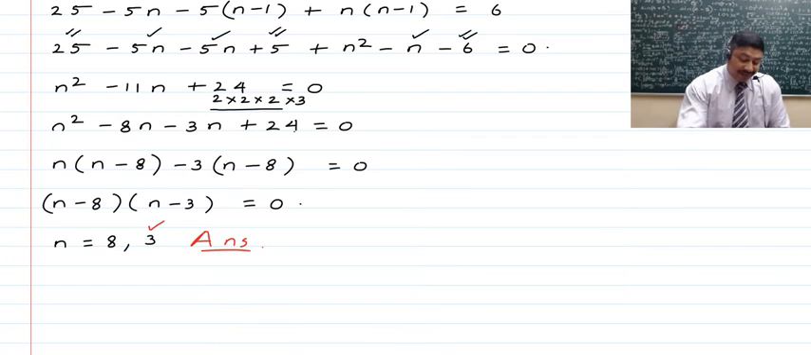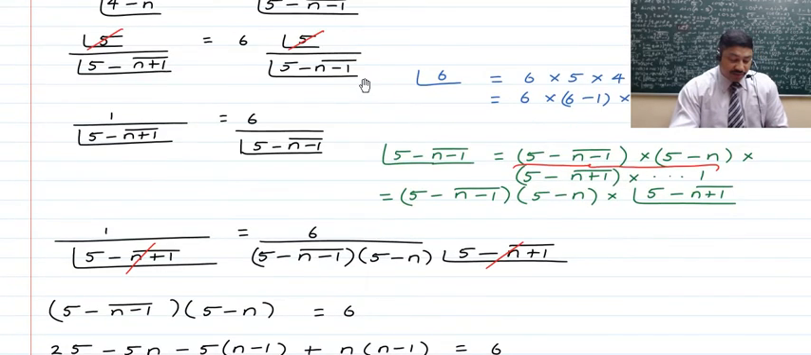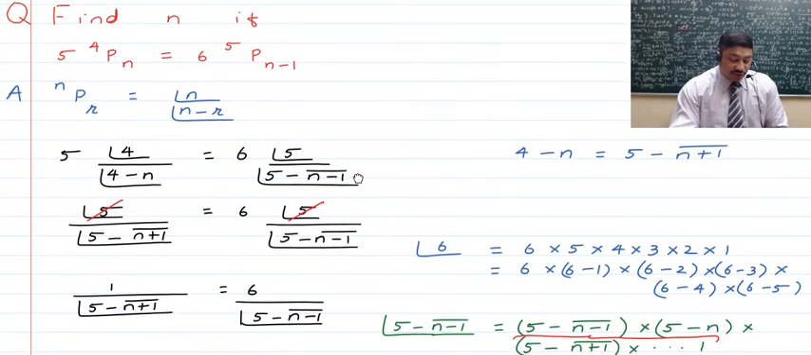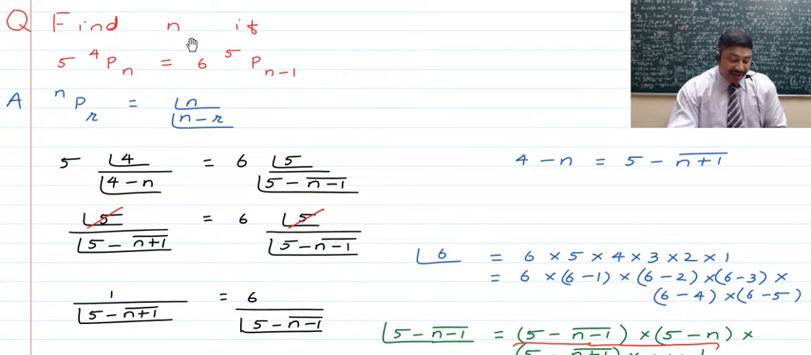Now children, I'll just quickly discuss this all over. In the question, you've been given here that you have to find out the value of n if 5 times of 4pn is equal to 6 times of 5pn minus 1. Now remember children, these are binomial coefficients like NPR, whose value is given by factorial of n divided by factorial of n minus r, right?